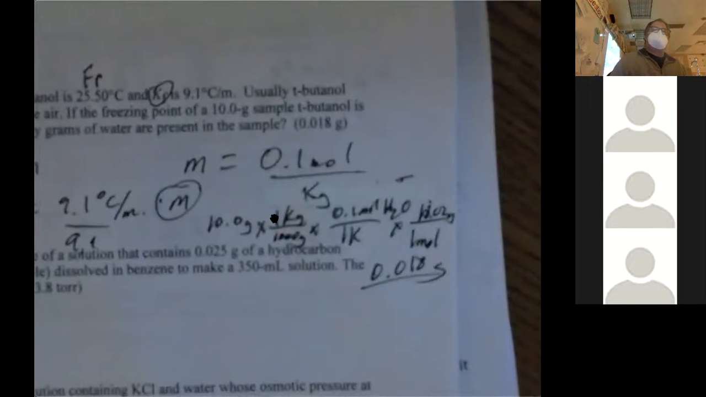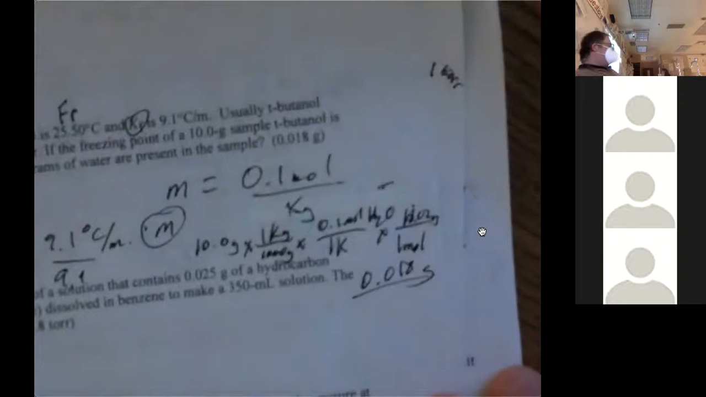Like that. 10 grams, 1,000 grams, 1 kilogram. 1 kilogram is 0.1 moles. That's the molality. Every 1 mole is 18.02 grams. That's from the periodic table for the molar mass of dihydrogen monoxide.